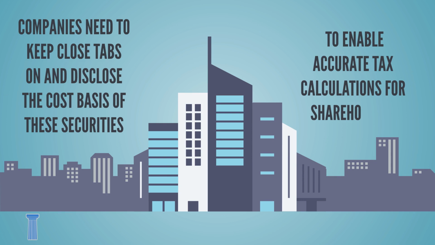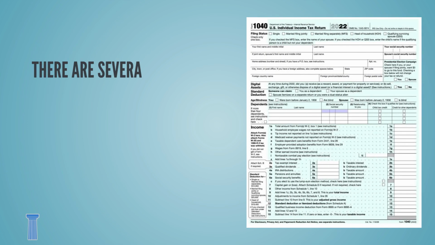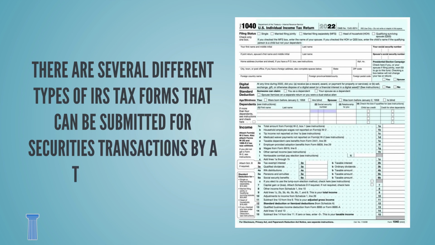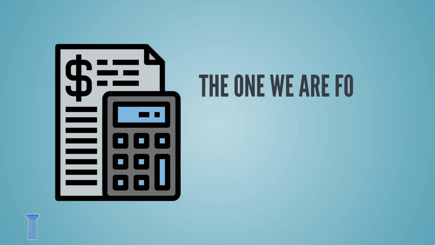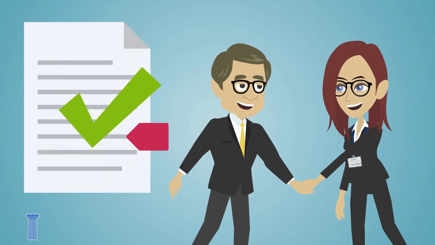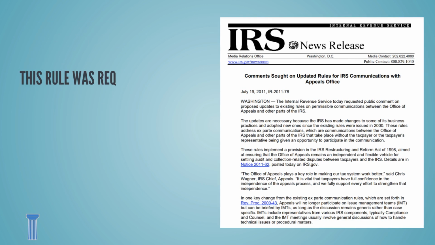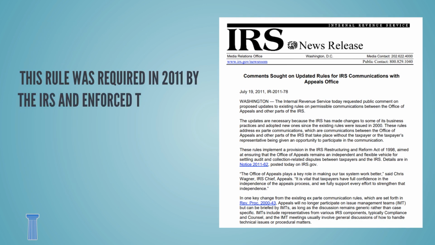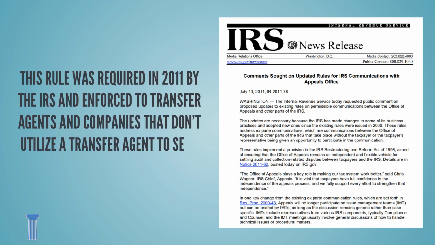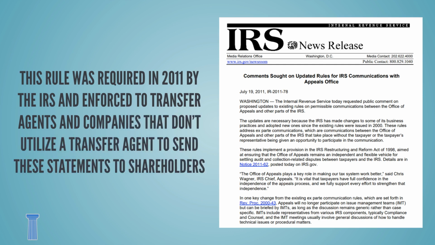Companies need to keep close tabs on and disclose the cost basis of these securities to enable accurate tax calculations for shareholders. There are several different types of IRS tax forms that can be submitted for securities transactions by a transfer agent. But the one that we are focusing on today is the cost basis statement that must be provided to each investor at the time of issuance or stock transfer, even if the company is private. This rule was required in 2011 by the IRS and enforced to transfer agents and companies that don't utilize a transfer agent to send these statements to shareholders.